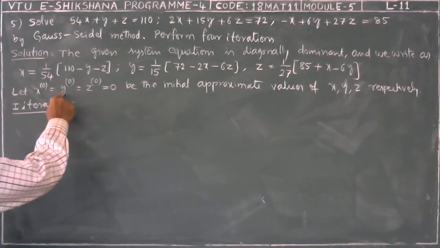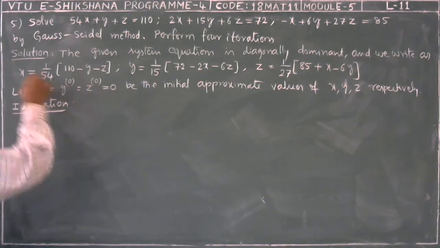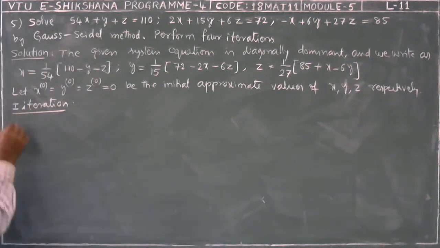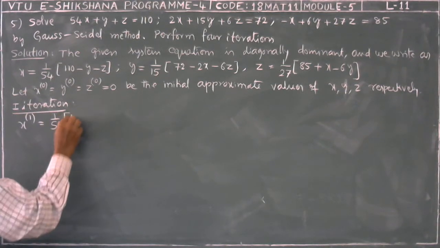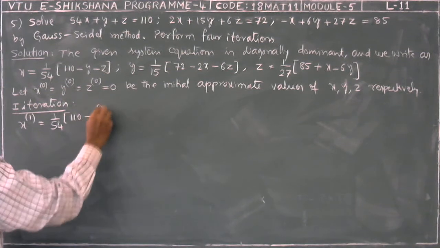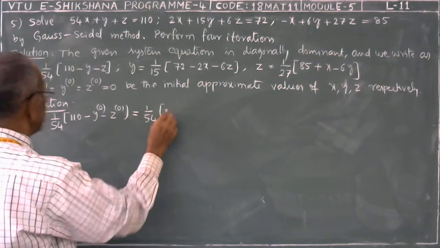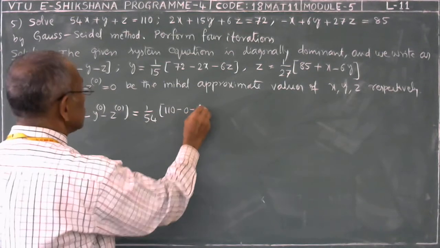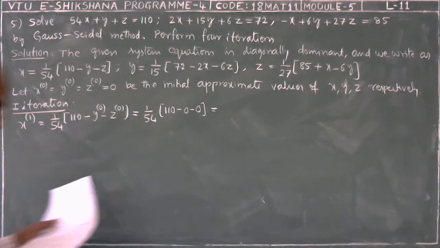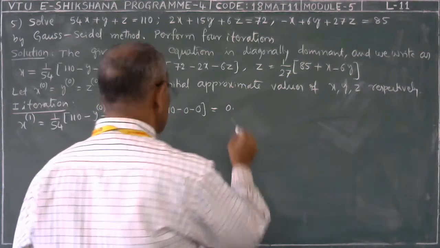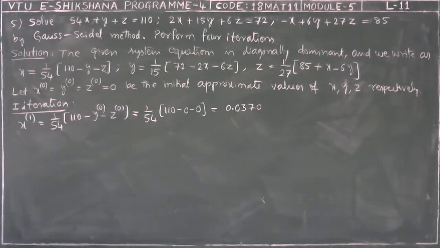So we use y is equal to y0. We substitute y0 for y and z0 for z, both equal to zero, to obtain the first approximation to x. So x1 is 1 divided by 54 into 110 minus y0 minus z0. So this is 1 by 54 into 110 minus 0 minus 0. That is 110 by 54, which is 2.037. Use a calculator and compute this.